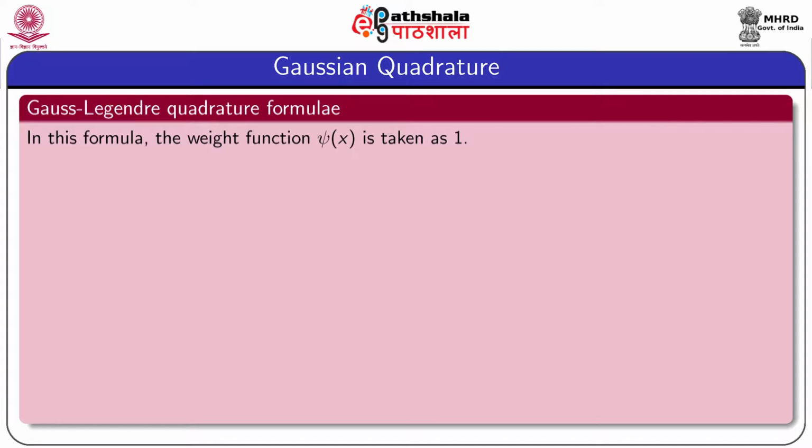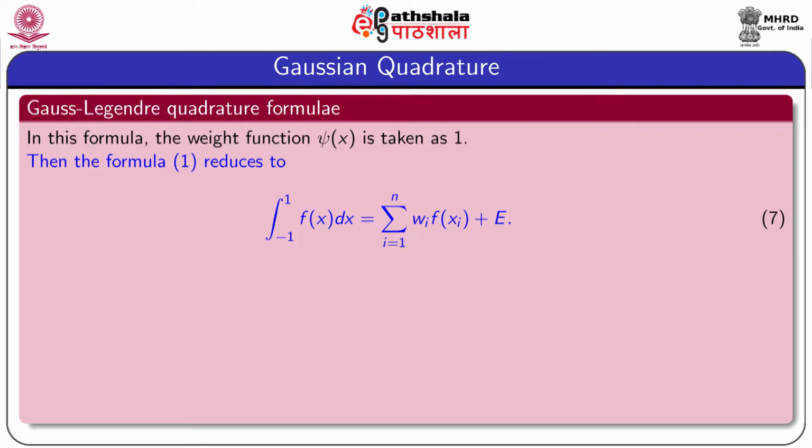Now, we consider a particular Gaussian quadrature formula known as the Gauss-Legendre quadrature formula. For this formula, the weight function psi x is taken as 1. So, in this case, formula 1 reduces to integration minus 1 to 1 f x dx equals summation i equal to 1 to n w_i f of x_i plus e. Note that any finite interval can be transformed to the interval minus 1 to 1, but an infinite interval cannot be transformed to a finite interval like minus 1 to 1 directly, but by replacing x by 1 by x, one can change the infinite interval to a finite interval.